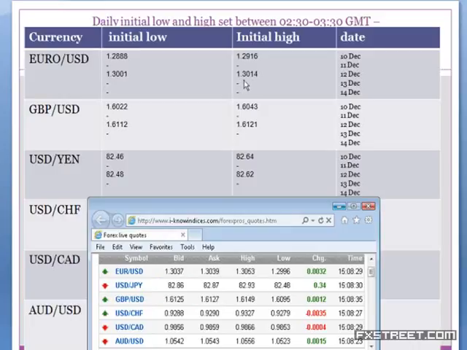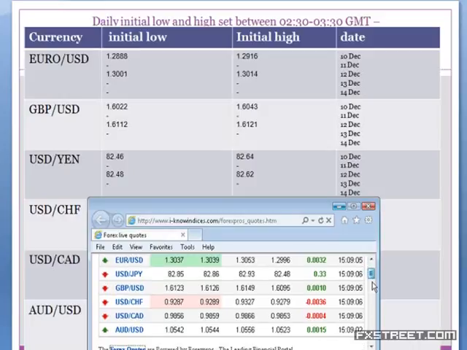So still the initial low is 1.3014 in the case of euro, and the initial high in the case of GBP is 1.6121. Currently, if you refer to the market, euro is still above the initial high 1.3014, GBP is above 1.6121, and in the case of USD yen, it is still above 82.62. That shows all 3 currencies are in green since the Japanese session. So you can understand all the yen crosses are taken up.